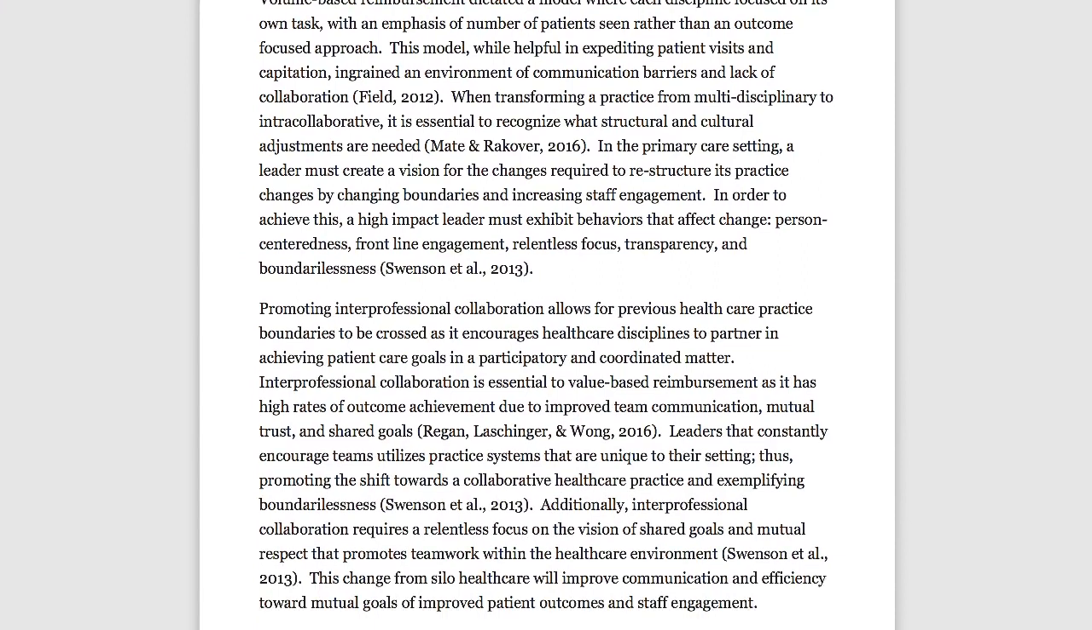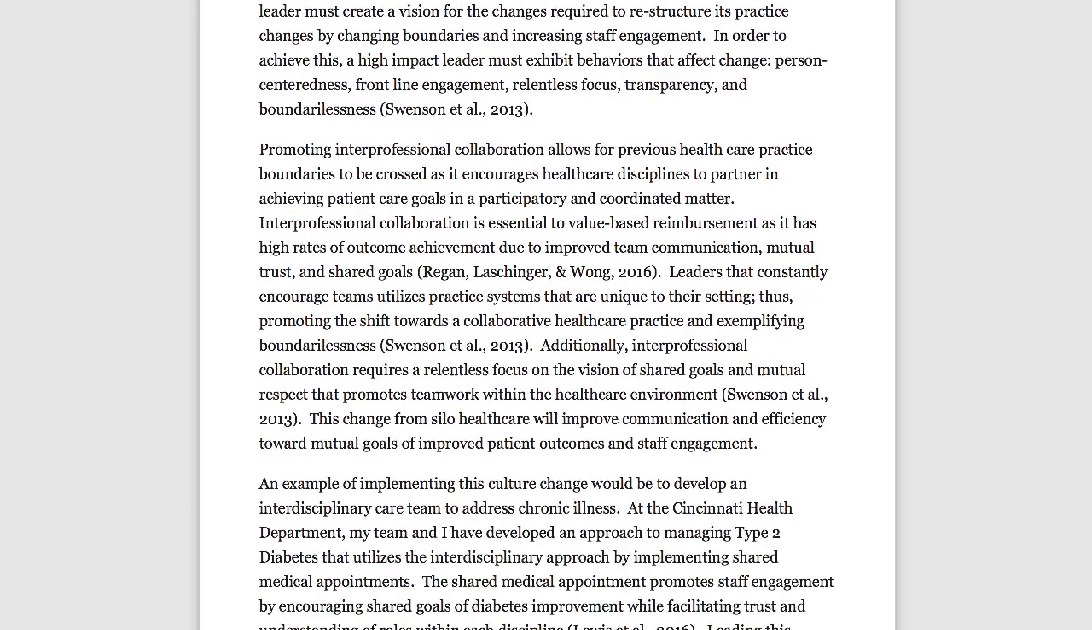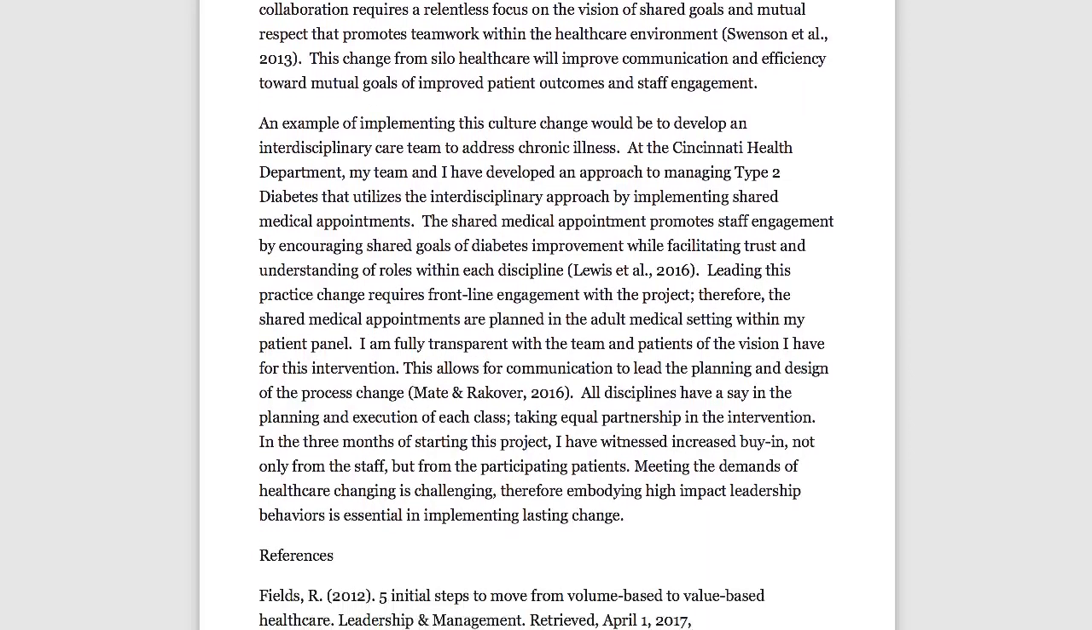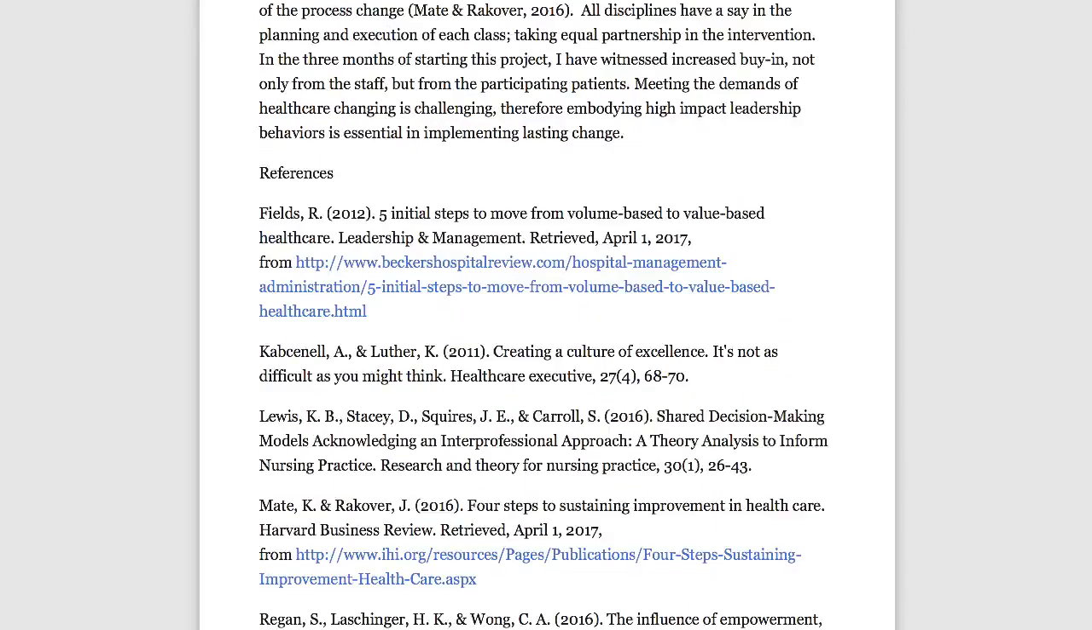Additionally, look at how many references I'm using and look at how well they are referenced using APA. Okay, look at that. Make sure you follow this because you will lose points.